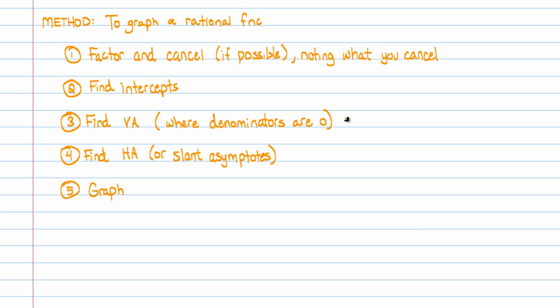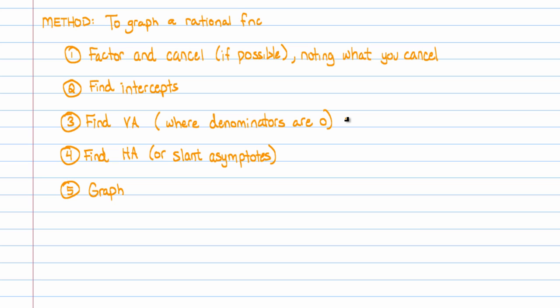So if I give you a rational function, you should factor everything in numerator and denominator and try to cancel like factors. You should also note what you do cancel, because that could lead to, well, not vertical asymptotes, but what we call holes in graphs. So if I have an example like that, I'll mention that.